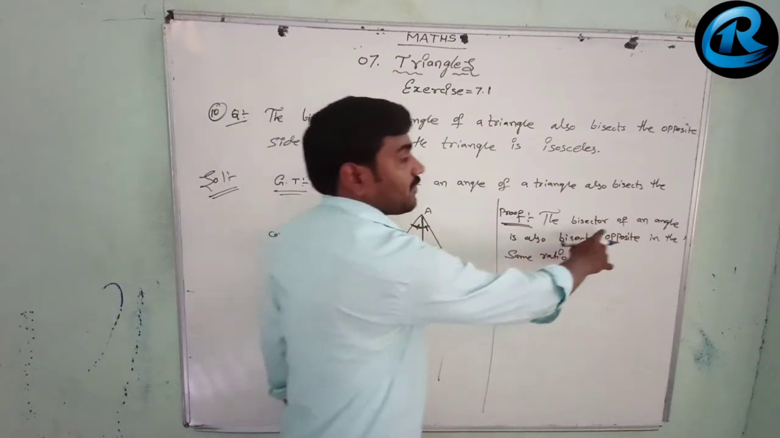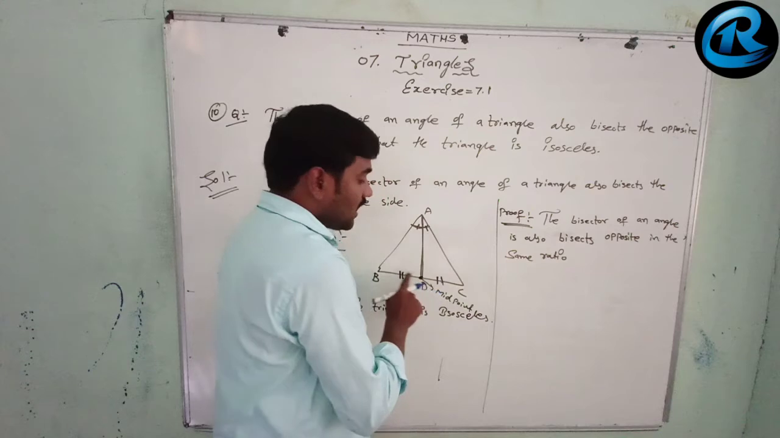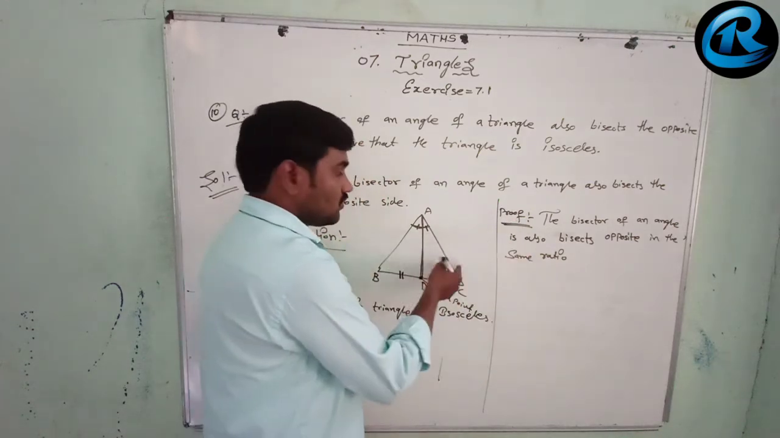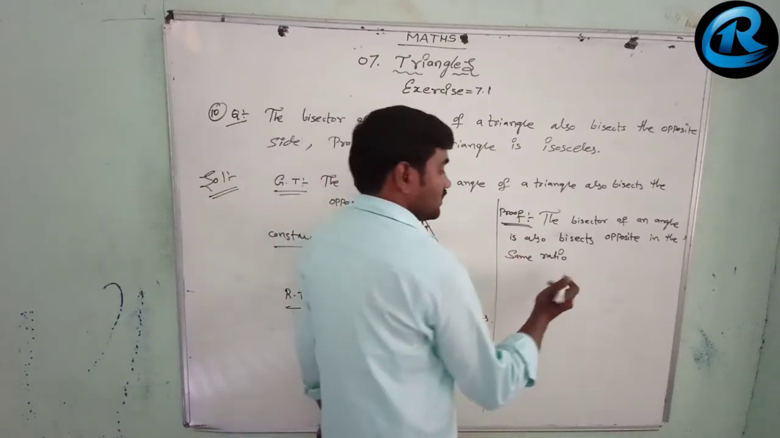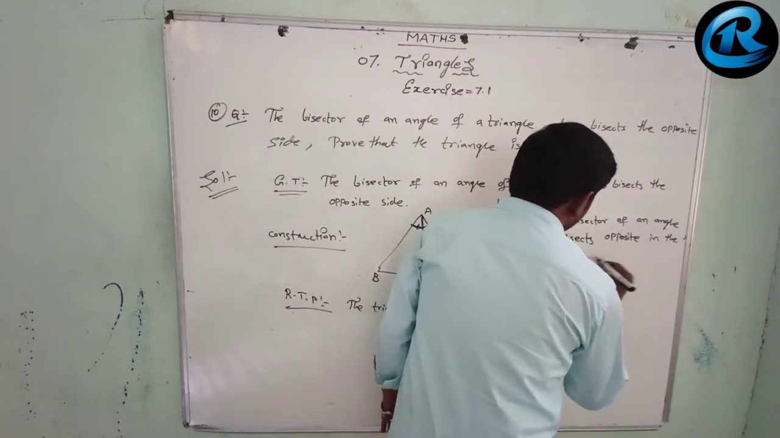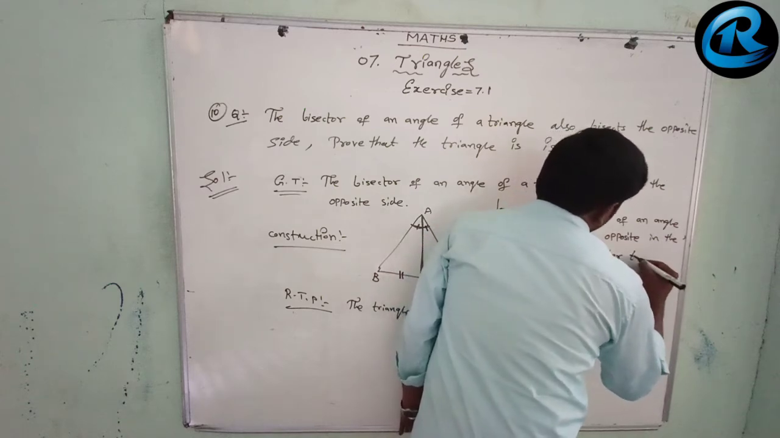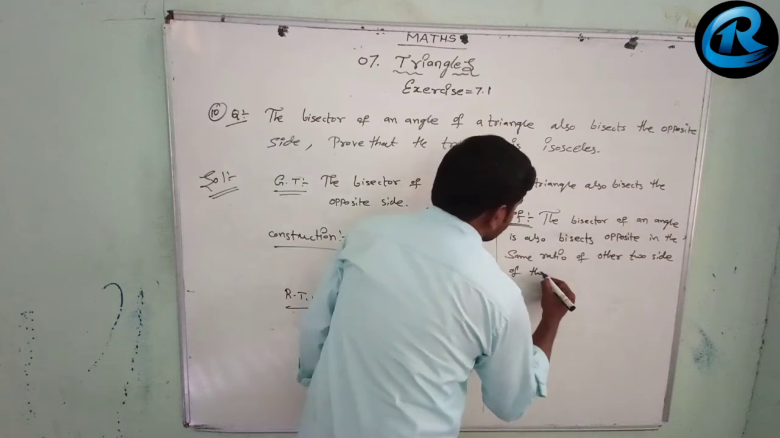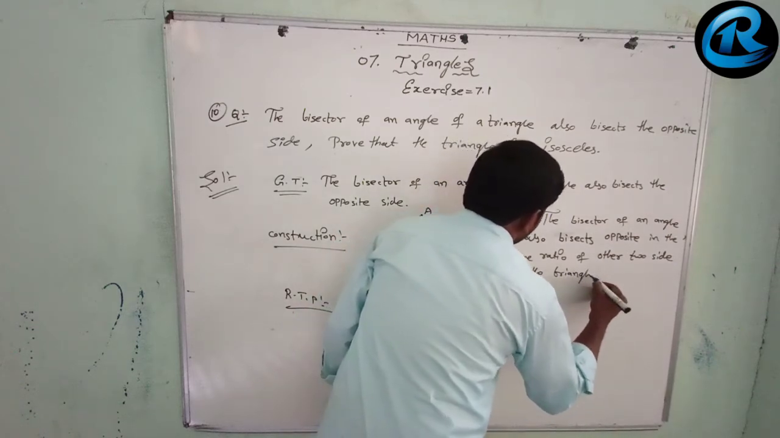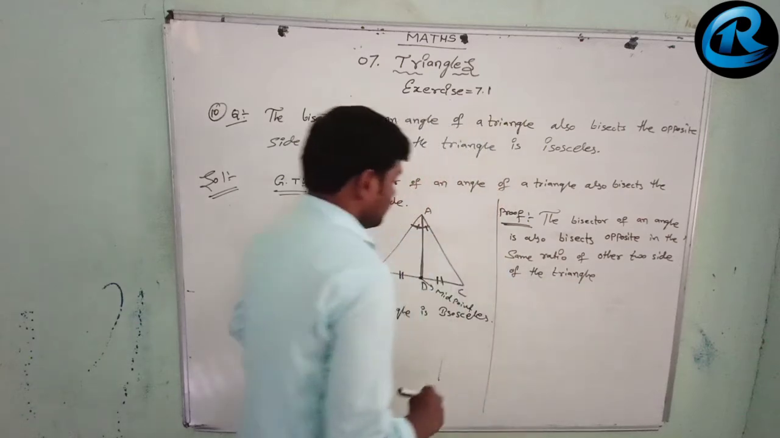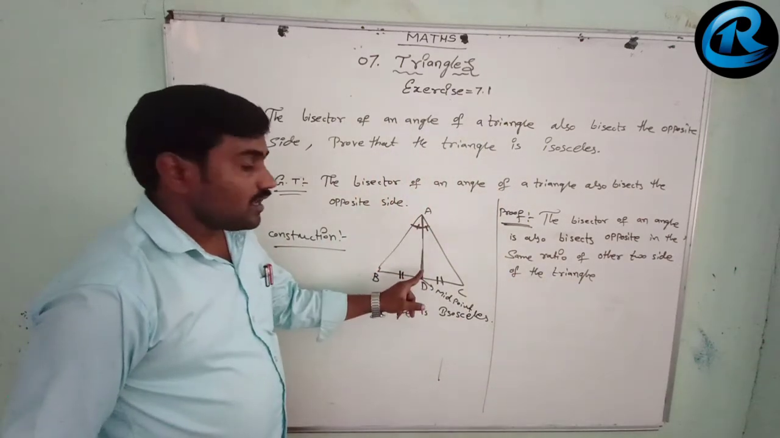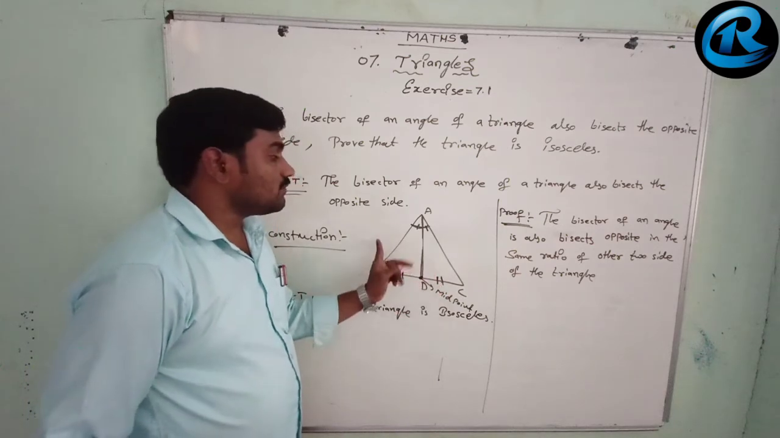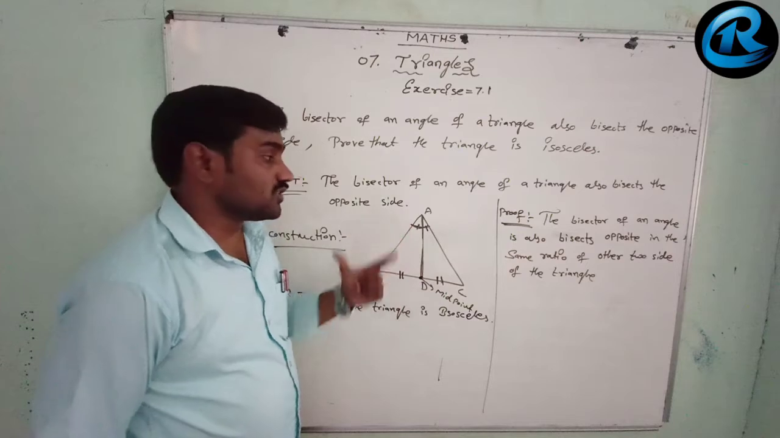The bisector of an angle also divides the opposite side in the same ratio of other two sides also. ఈ రెండు sides ను కూడా same ratio లో డివైడ్ చేస్తారు. With the same ratio of other two sides of the triangle. So this line is not only bisect the opposite side in the same ratio, it also divides the other two sides also in the same ratio.